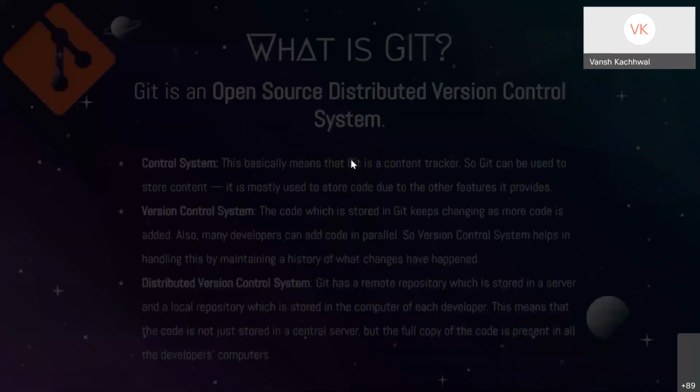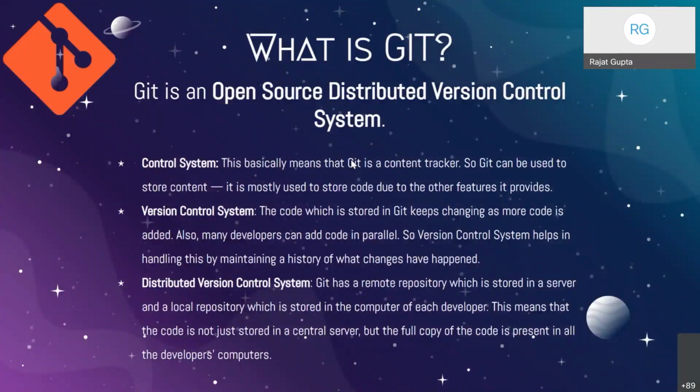So now we will be learning about Git. So first of all, what is Git? Git is an open source distributed version control system. So we will go step by step. Control system basically means that Git is a content tracker. So Git can be used to store content, and it is mostly used to store code due to various other features that it provides. And it is a version control system. So the code which is stored in Git keeps changing as more code is added, and many developers can add code in parallel. So it essentially helps in maintaining a history of what changes have happened.